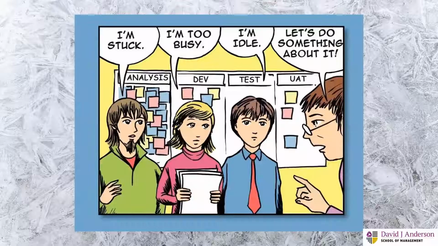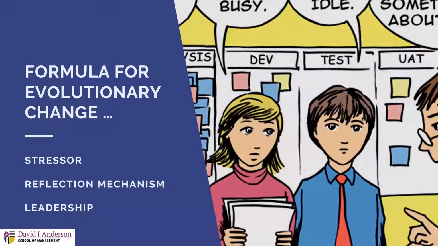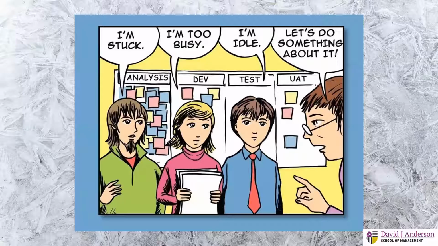This is the picture that you probably have seen multiple times, because it is from this book. This is the book from 2010, our Kanban Bible, also called the Kanban Blue Book. We use this picture many times. What you can see here illustrates the formula for evolutionary change. There are three elements of this formula: the stressor, the reflection mechanism, and the leadership. Now I will go back and show you all of these three elements here.